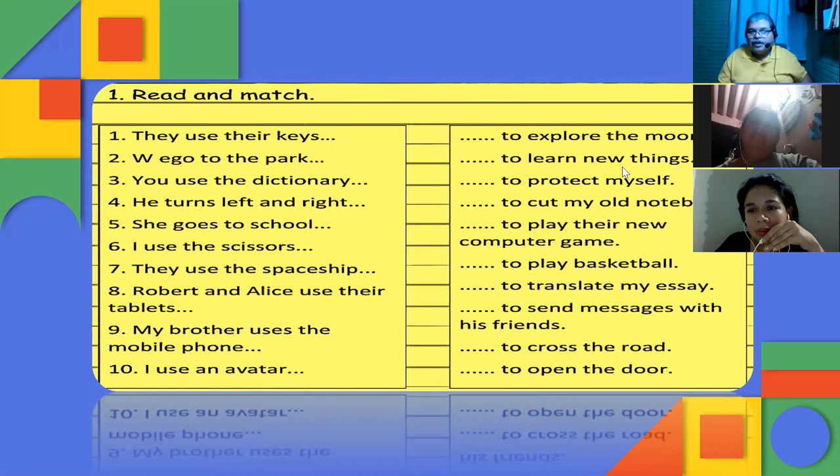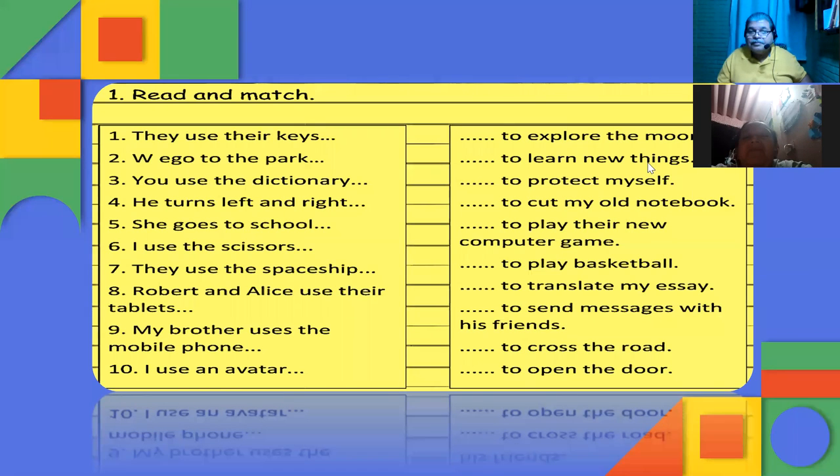A ver, ¿alguna duda? Sí, un poquito más acerca de infinitive, de propósito. Purpose. Ah, okay. Justo este ejercicio, ¿verdad? Tengo por acá para practicar. Aquí tengo dos grupos de oraciones, divididas. The idea is to match them, unirlas. Vamos a usar flechitas.